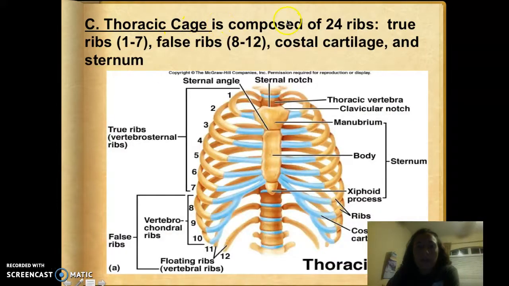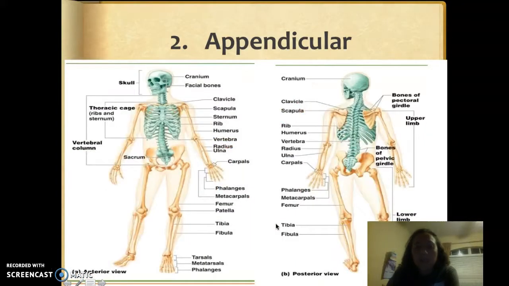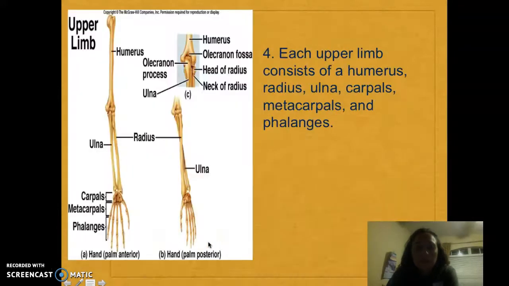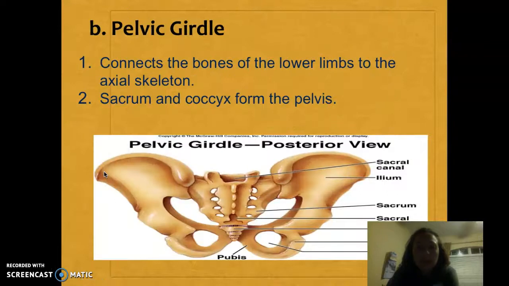So your thoracic cage, you have 24 ribs. You have 7 true ribs, and 8, 9, and 10 are false ribs. And you have these floating ribs, which are on the back. For your appendicular, you have the pectoral girdle. Again, that includes the clavicle, sternum, and the arms. And then that also includes the radius, ulna, and the carpals, metacarpals, and phalanges. And the pelvic girdle, of course.